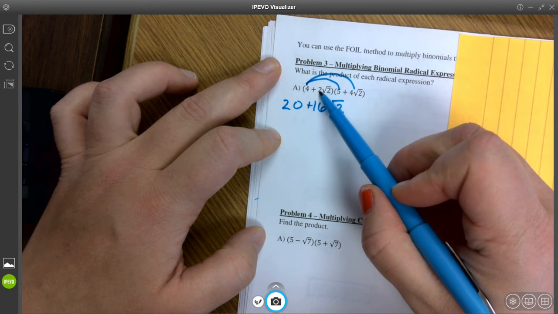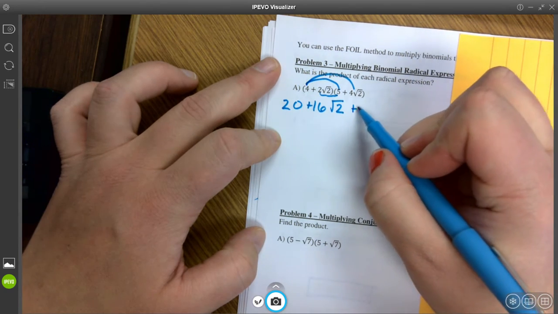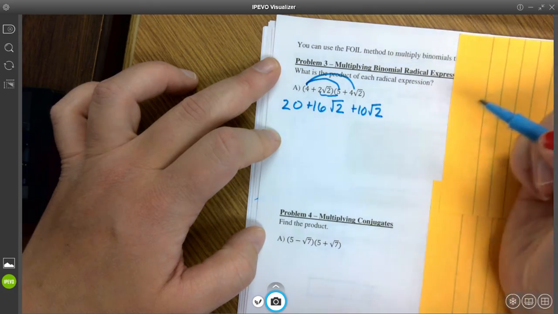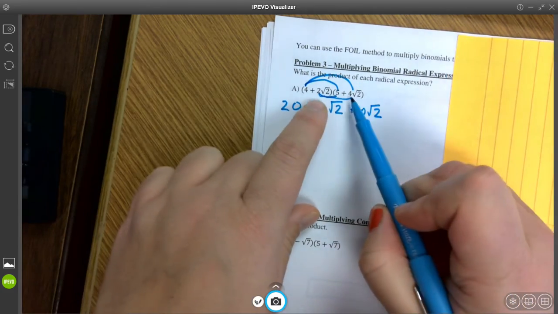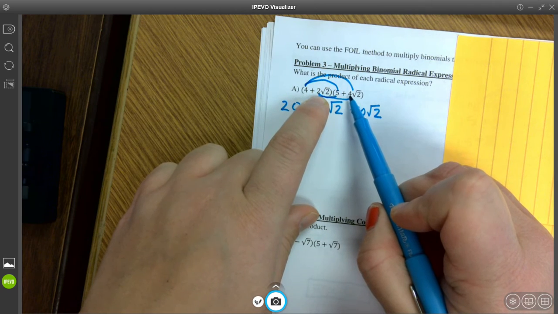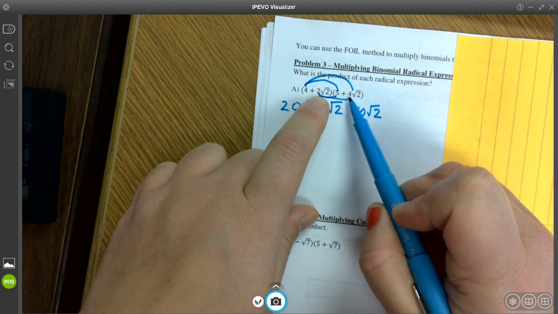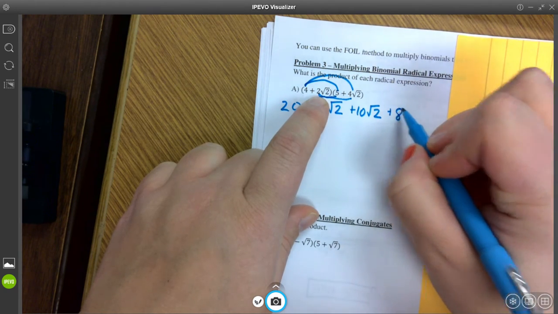My inside, so this 2 times 5 would give me a 10. And then I still have that square root 2 there. And now my last. So looking at my last, both of these two numbers are on the outside of the root. So 2 times 4 would give me 8.